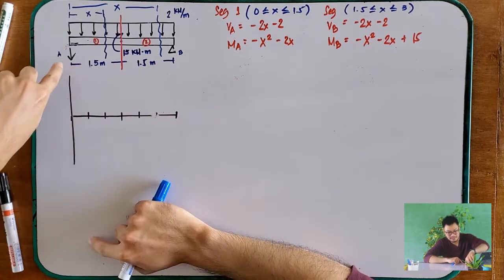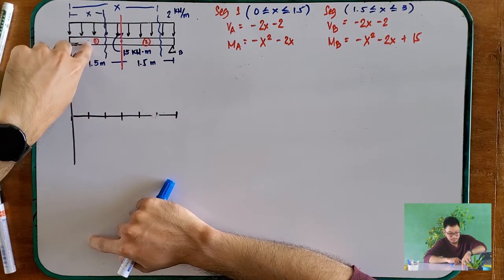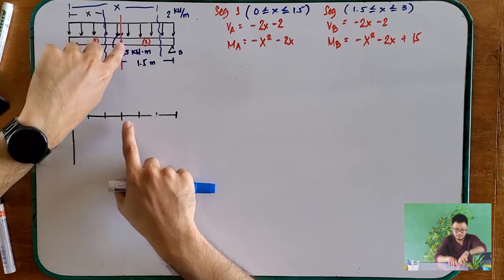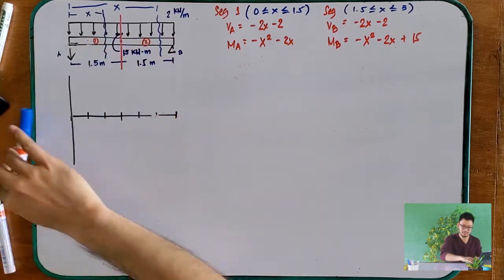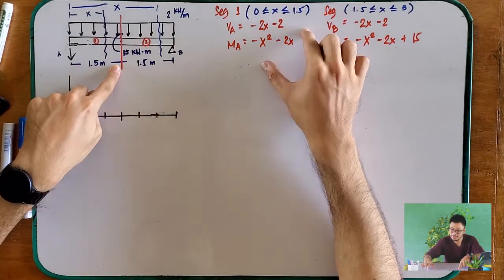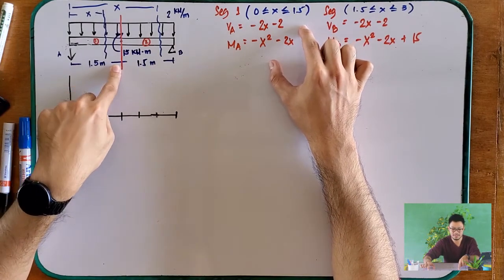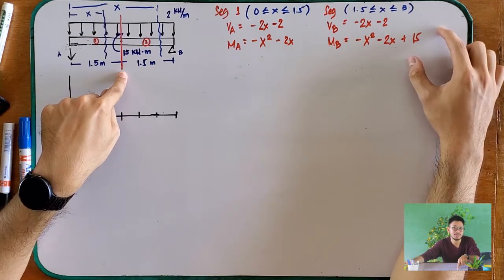So here 0, 0.5, 1, 1.5, 2, 2.5, 3, which is the length of the beam. Okay. So from 0 to 1.5, this is the shear and moment equation we will use. From 1.5 to 3, this is the shear and moment equation we will use. Okay? So, let's assign.